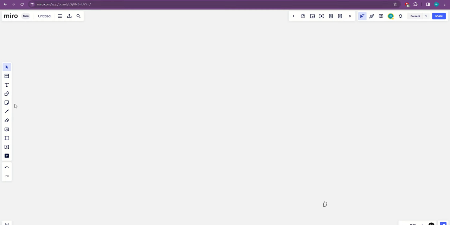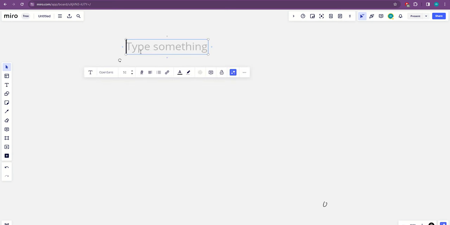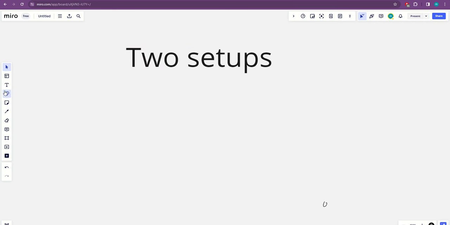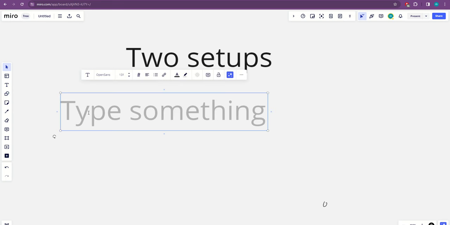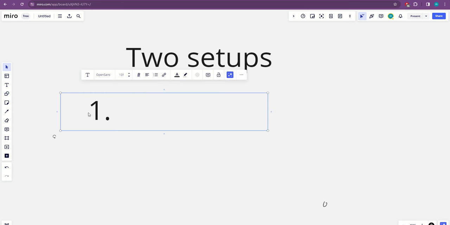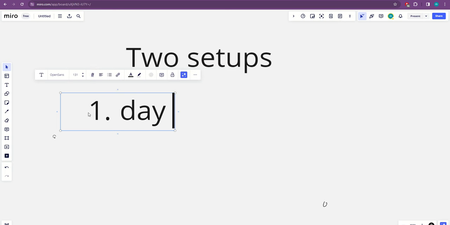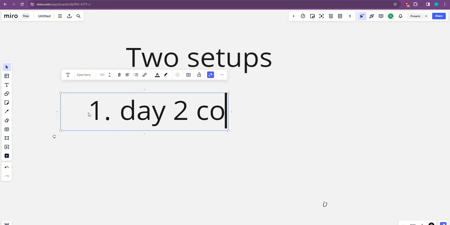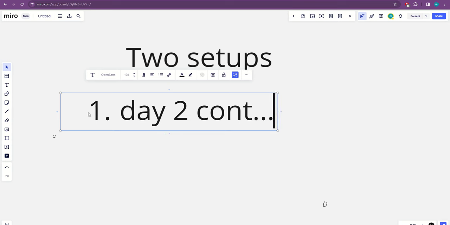On this channel, we only focus on two setups. These are, let me just put them here. Number one, day two continuations, which are the easiest.